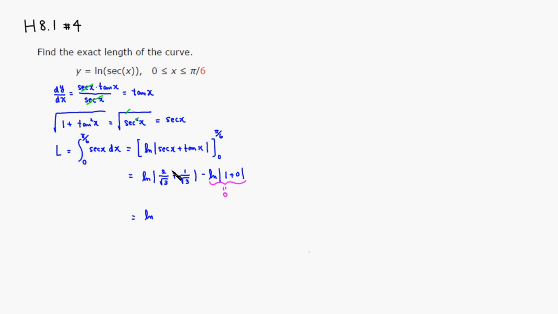So 1 plus 2, so it's 3 over square root of 3, which is just the natural log of, 3 divided by square root of 3 is square root of 3. And if you want, you can write it as natural log of 3 to the 1/2. And you can place the 1/2 in front. So it's going to be 1/2 natural log of 3, right?